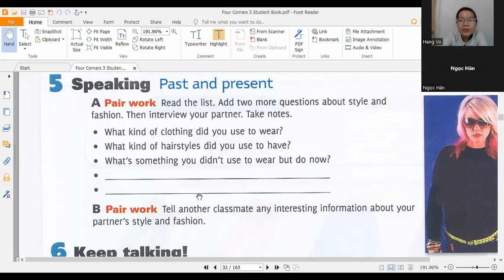Since you are alone today, you don't have any partner, so I am going to be your partner. Please add two more questions, and then you will ask me. You will interview me. Okay, Hằng? Yes. Okay, all right. So I give you a few minutes to prepare two more questions. Then just tell me when you're ready to start the interview. Don't forget to take notes about me. Okay? All right, just tell me when you're ready.